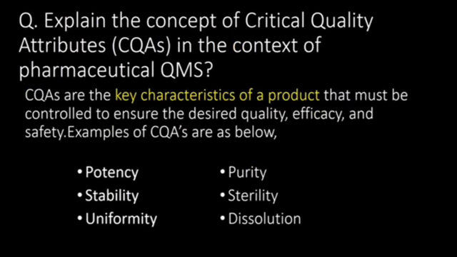Explain the concept of critical quality attributes, that is CQAs, in the context of pharmaceutical QMS. CQAs are the key characteristics of a product that must be controlled to ensure the desired quality, efficacy, and safety. Examples of CQAs are as below: potency, stability, uniformity, purity, sterility, and dissolution.